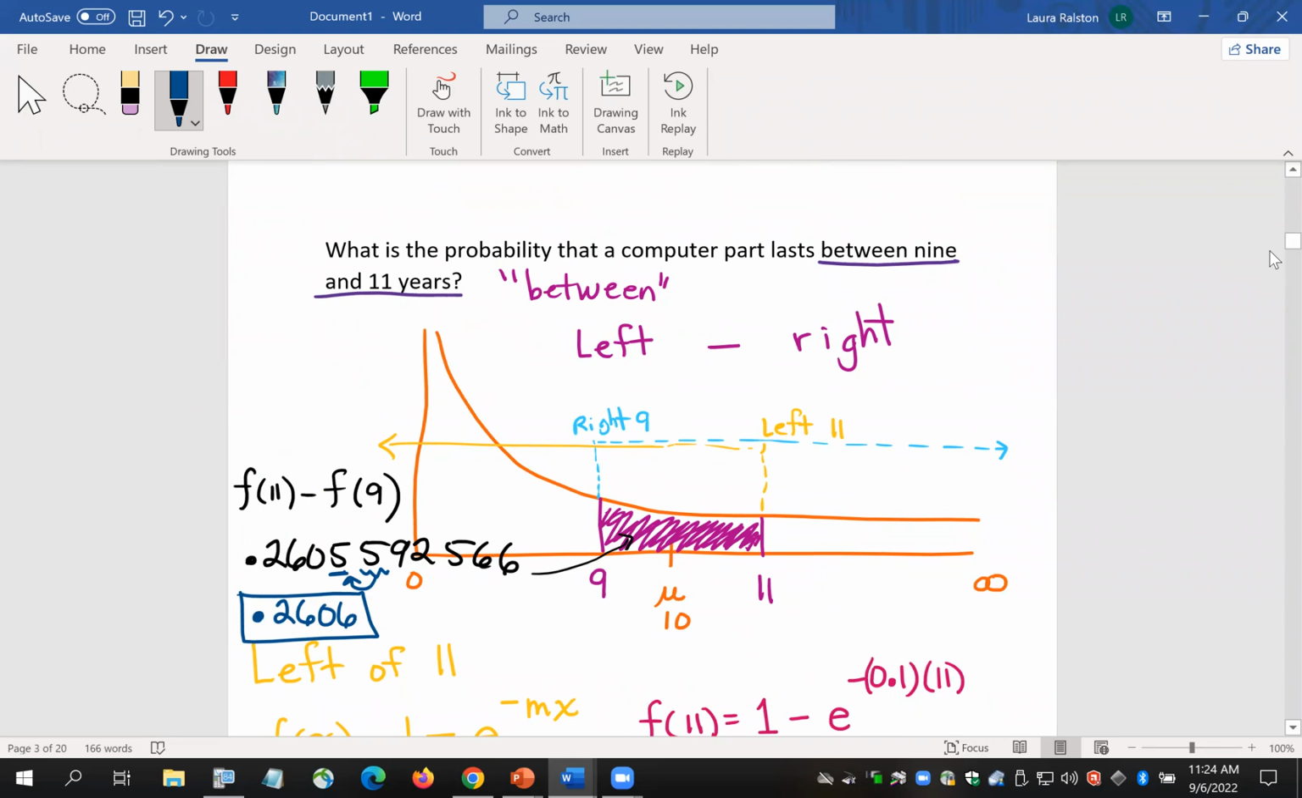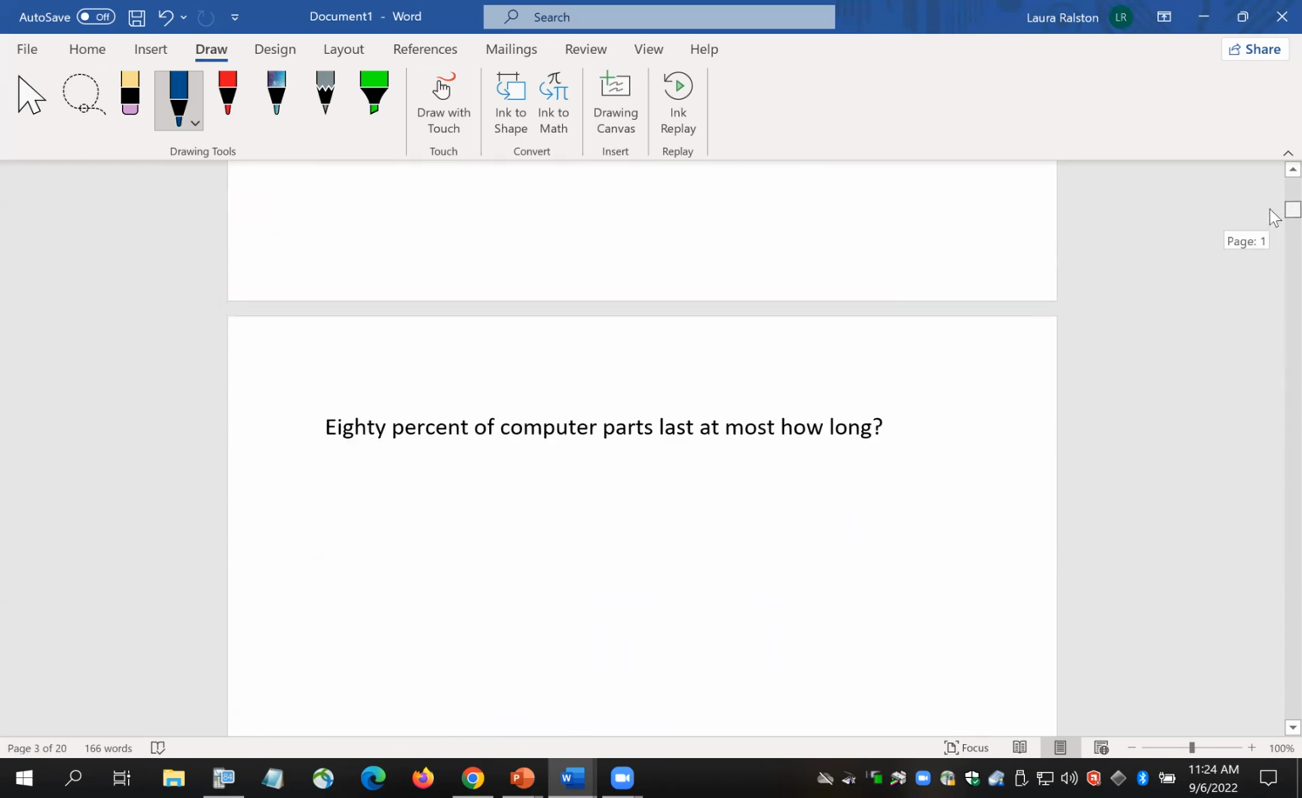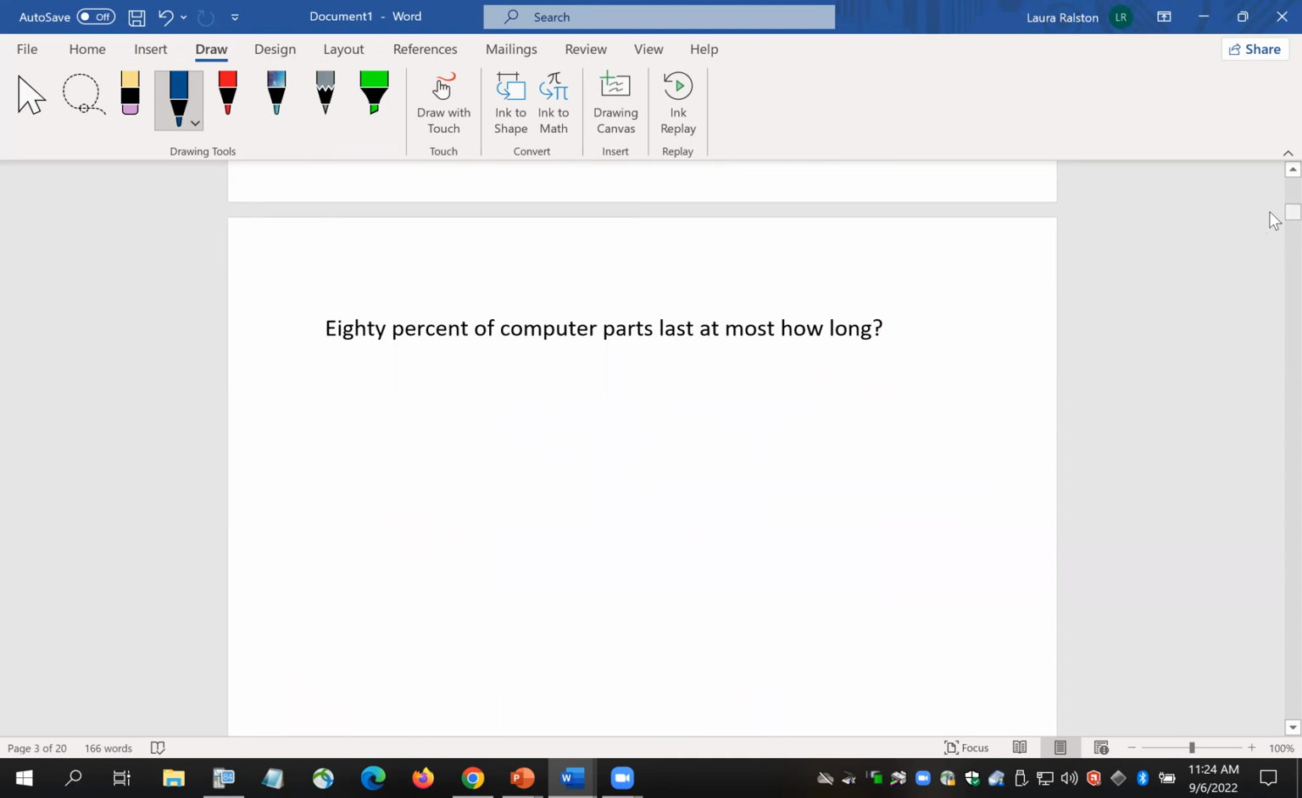Questions before we go back to the third one? Okay, the third question in that same scenario, it says 80% of computer parts last at most how long? Now this question is different because they've actually given you the percentage to start with. It's kind of like you're starting with the answer and you're trying to backtrack to the X value.